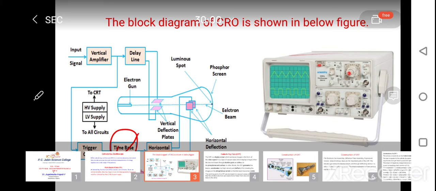I will repeat this once again. The time based generator generates the sawtooth waveform and applies it between the horizontal deflection plates as the sawtooth wave varies linearly with time. The movement of the spot on the screen takes place at a constant velocity, and so the x-axis of the CRO can be calibrated in terms of time and the input can be displayed with respect to time.